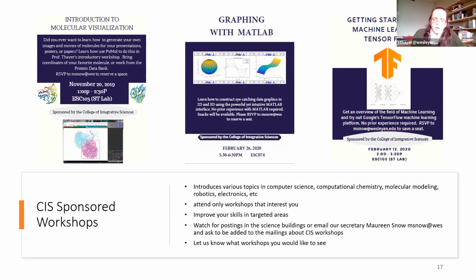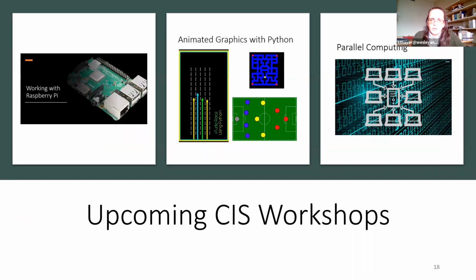So what you should do is you should watch for postings in the science buildings. So we usually post pretty heavily, and maybe you recognize some of these posters. The other thing you're welcome to do is email Maureen Snow, msnow@wesleyan.edu, and ask her to be added to the mailing list for the CIS workshops. And finally, let us know what workshops you would like to see. If there's a particular skill that you think fits into this area or something you think I might know about, definitely feel free to ask me for a workshop on it.